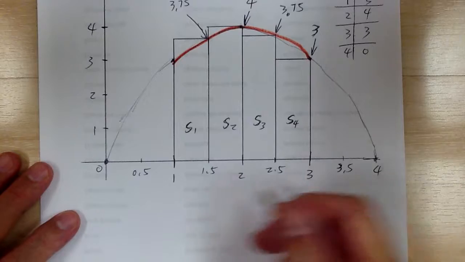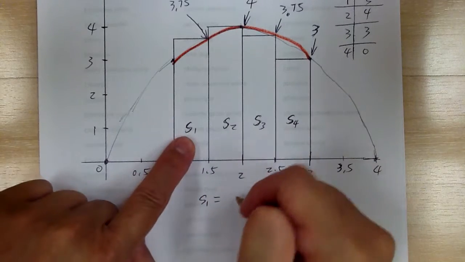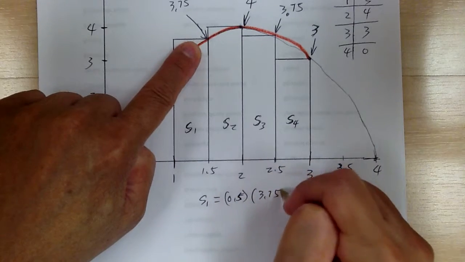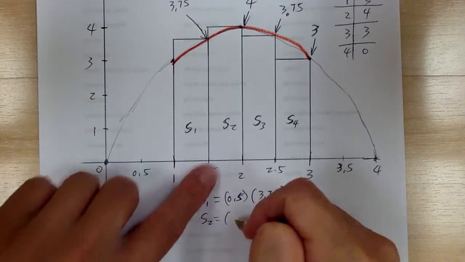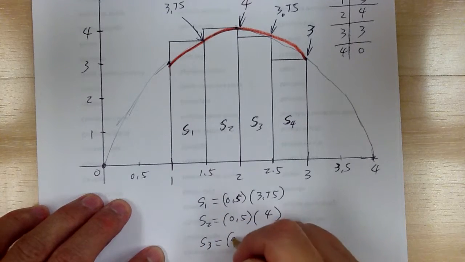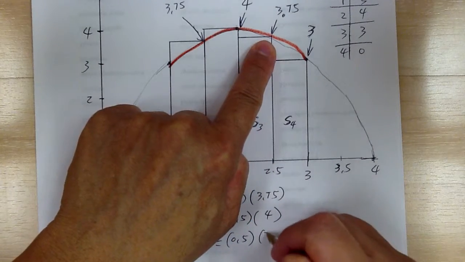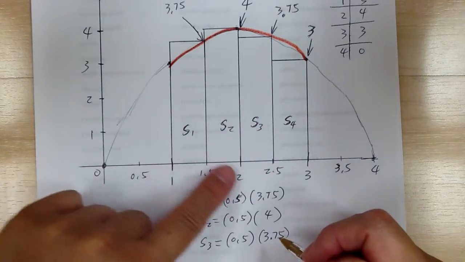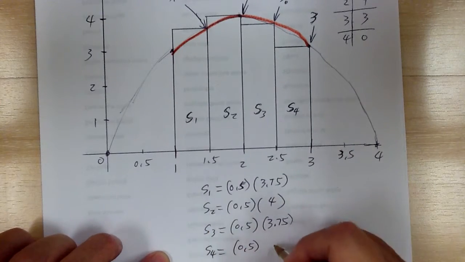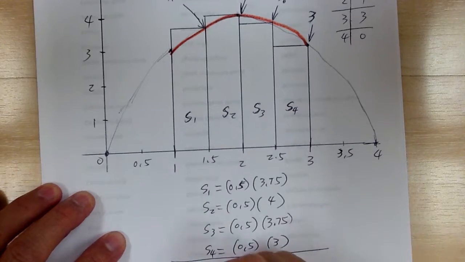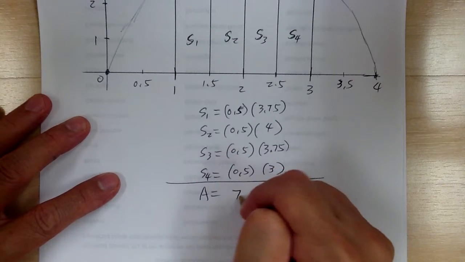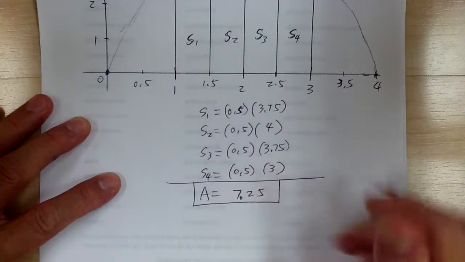After you do all that, S1 is over here, so the base is 0.5 and the height is 3.75. S2, the base is 0.5, the height is 4. S3, the base is 0.5 and the height is 3.75. Again, all these are rectangles, right? The area is base times height. And S4, base is 0.5 and the height is 3. So the total area, get your calculator, you punch in all the numbers, and you get area equal to 7.25. And that's it.